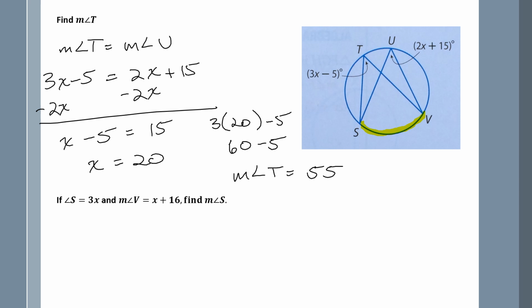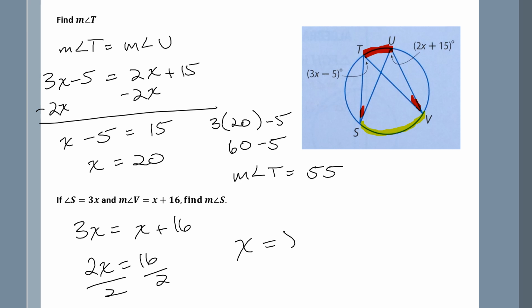So in addition, we can do another problem, which is this arc here that is intercepted by this angle here and this angle here. So those two angles are equal, and so we can say 3x equals x plus 16, right? Because angle S and angle B would be equal. So we're going to subtract x from each side. 2x equals 16. Divide each side by 2. x is equal to 8.